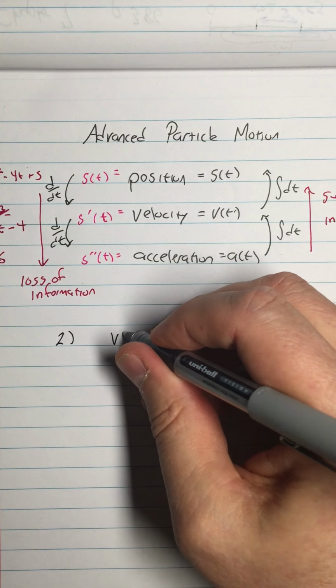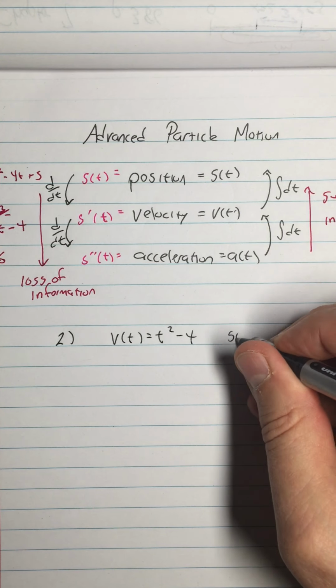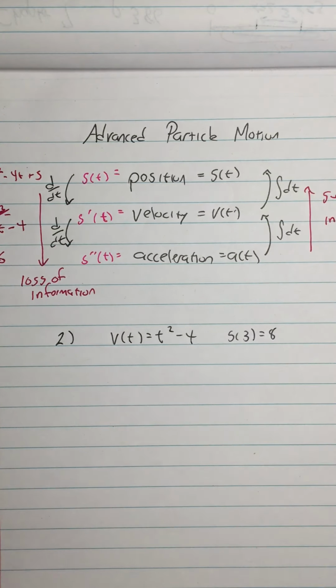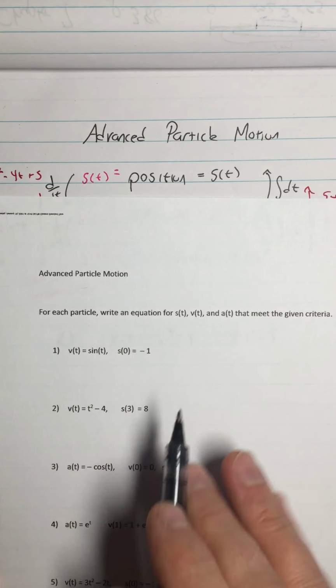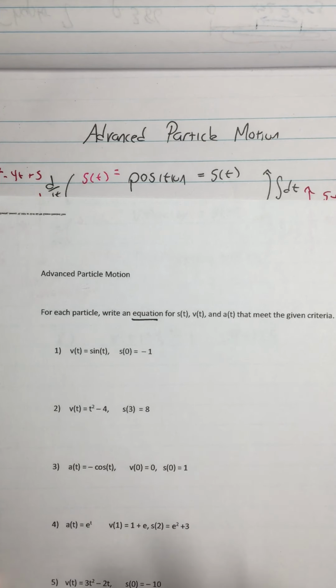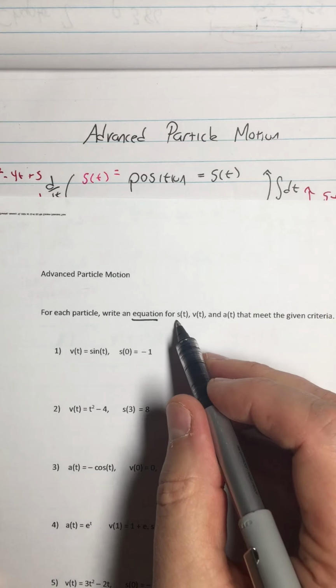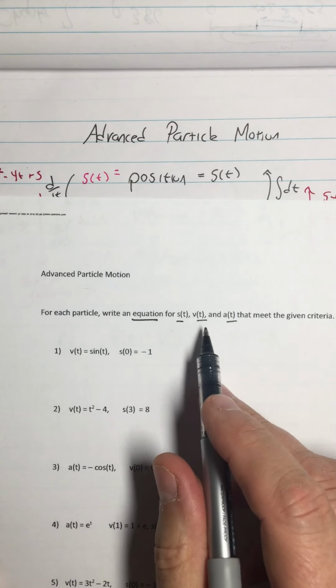So number 2 says v of t equals t squared minus 4, and it tells us s of 3 equals 8. Now, this worksheet is also asking you to do a different thing. Let's start with the simple things. It asks for an equation. So it's not asking for the total distance or the displacement. It's asking for equations that give s of t, v of t, and a of t for all t, right?